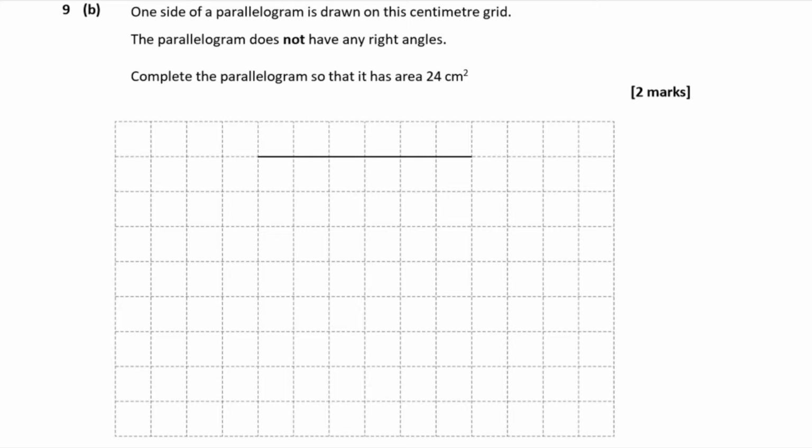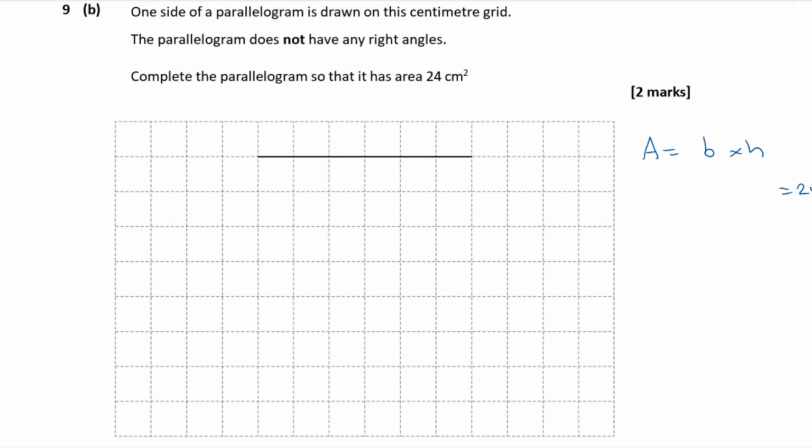Part B says one side of a parallelogram is drawn on the centimetre grid. The parallelogram does not have any right angles. Complete the parallelogram so that it has an area of 24 centimetres. Okay. Well, the area of a parallelogram is base times height. Okay. So that is going to have to be equal to 24. Now we know the base, because the base is the same as the top of it, and that's 1, 2, 3, 4, 5, 6 units along, isn't it?